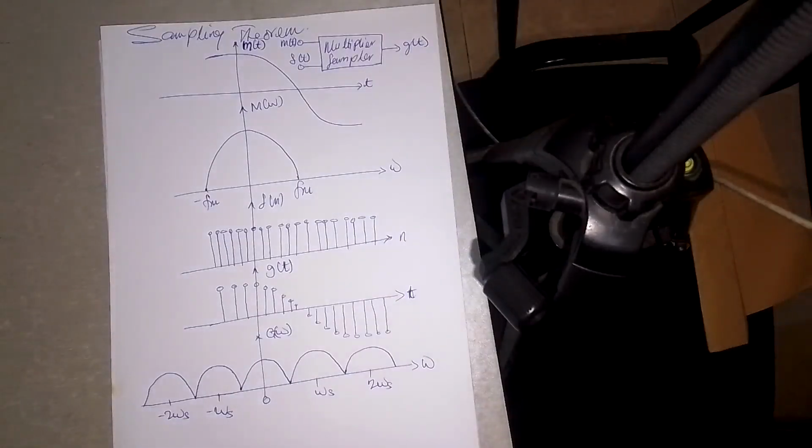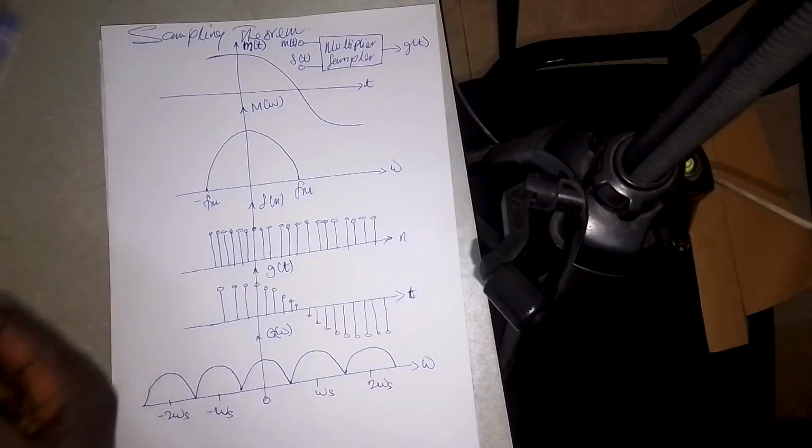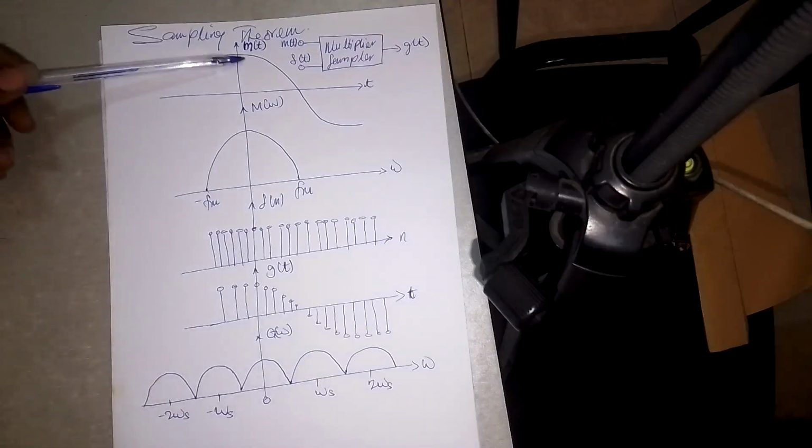So let's continue our discussions on sampling theorem. Okay, so now let's take a look at the diagrams that I have here. Here, M of t is my message signal. Okay, M of t is my message signal.